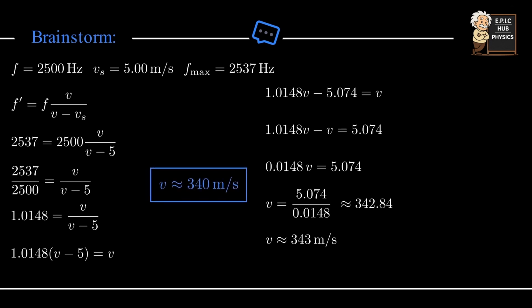What did we do? We began by identifying that the maximum observed frequency occurs when the sound source is moving directly toward the observer. Then we used the Doppler effect formula for a moving source and stationary observer, and substituted the given frequencies and the source speed. After forming the equation, we rearranged it algebraically to solve for the speed of sound. Finally, we evaluated the expression to obtain a value of approximately 343 meters per second.